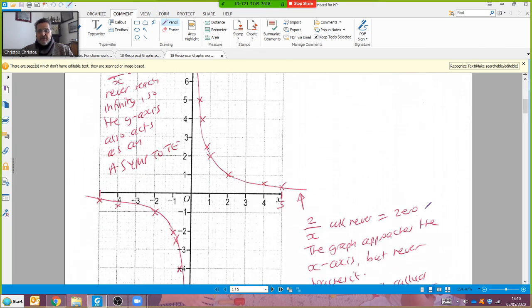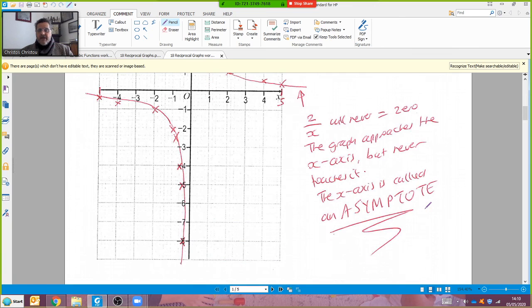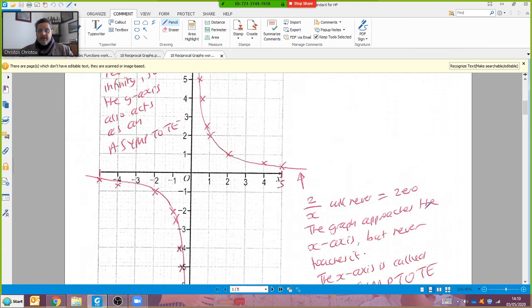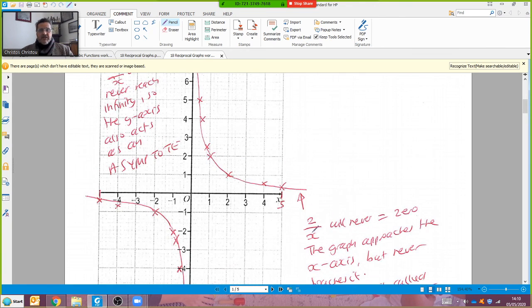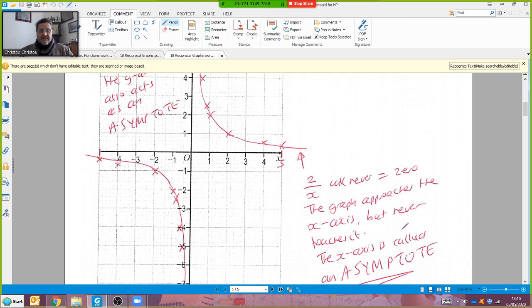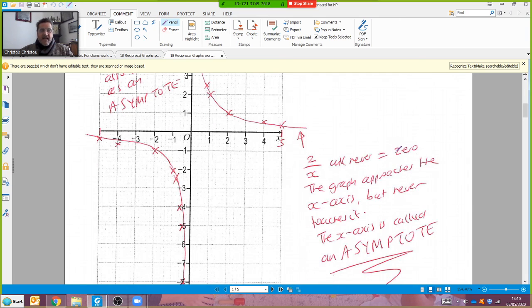Look at that. They do not even join. They do not join. Look at this. This statement, 2 over x will never equal 0. The graph approaches the x-axis, but never, ever actually touches it. The x-axis is called an asymptote. That's an A-level word for those of you who will be doing A-level, and some of you will.